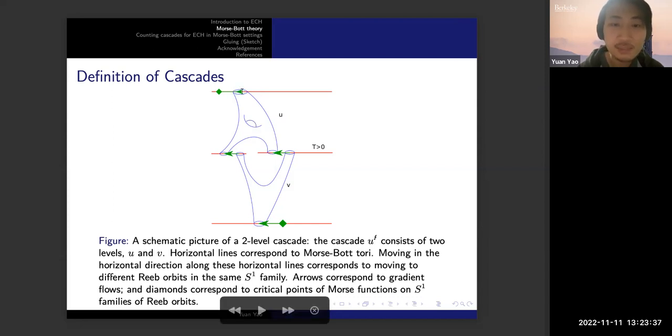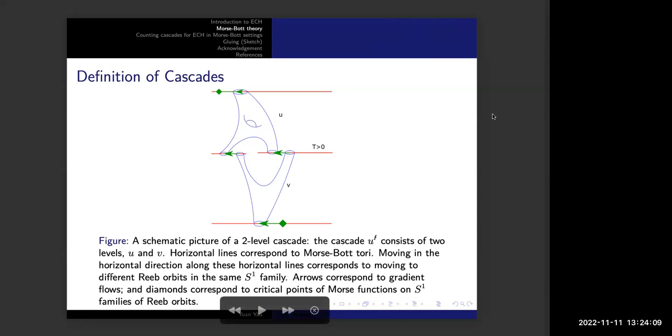And on the top and bottom levels, the little diamonds correspond to the critical points of f. At the top and bottom levels, the top end of u and the bottom end of v, you follow a semi-infinite flow of f to be connected to a critical point of f. So this is what a two-level cascade looks like. Are there questions about this picture?